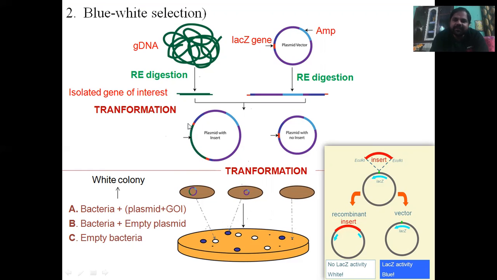That's why now this plasmid will not be able to produce beta galactosidase. And if this LacZ gene is not producing beta galactosidase, then what will happen? It will not be able to react with X-gal, and it will not give the blue color. So the bacteria with this plasmid will grow in white color.